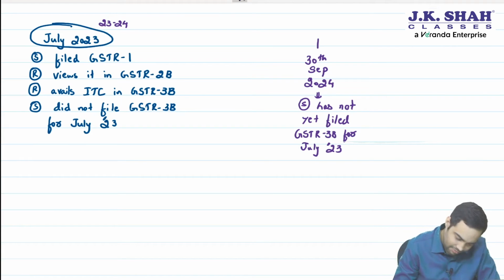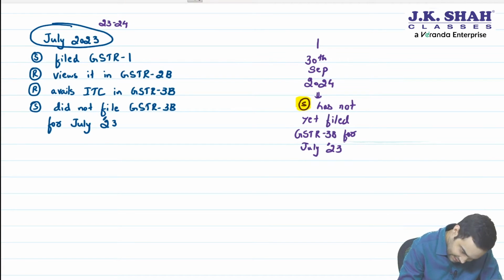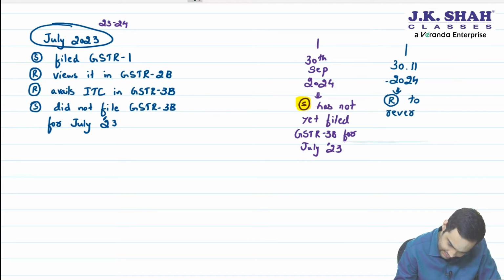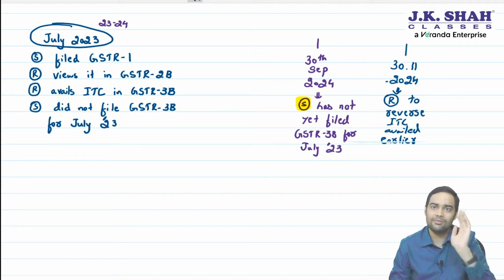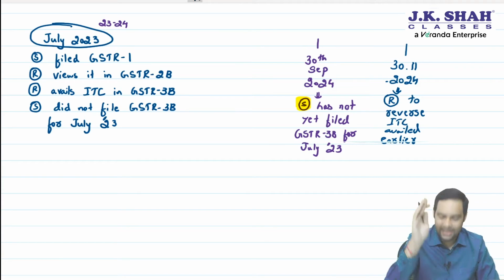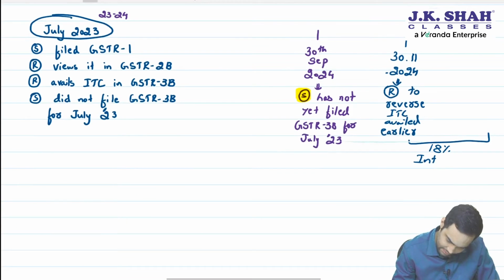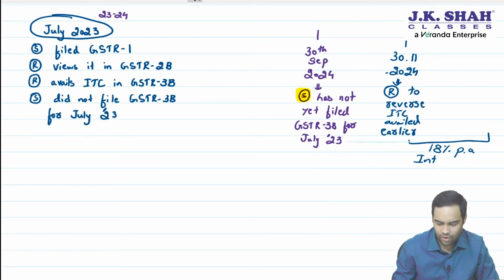If till now the supplier has not filed GSTR-3B, then the recipient will have to reverse ITC availed earlier, before 30th November 2024. Sir, will interest apply on this reversal? Now the law has said, if you reverse till 30th November 24, no need to pay interest. Interest will apply only from 1st December onwards. Is it, sir? Yes, this is a very good point. Interest will apply only from 1st December onwards.